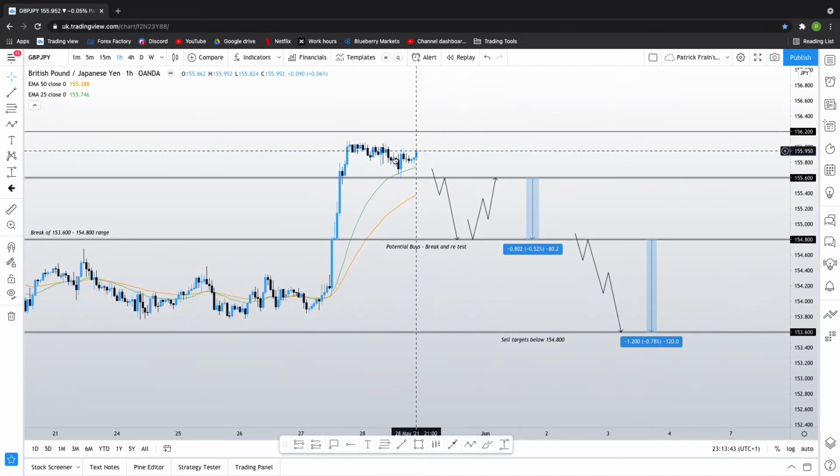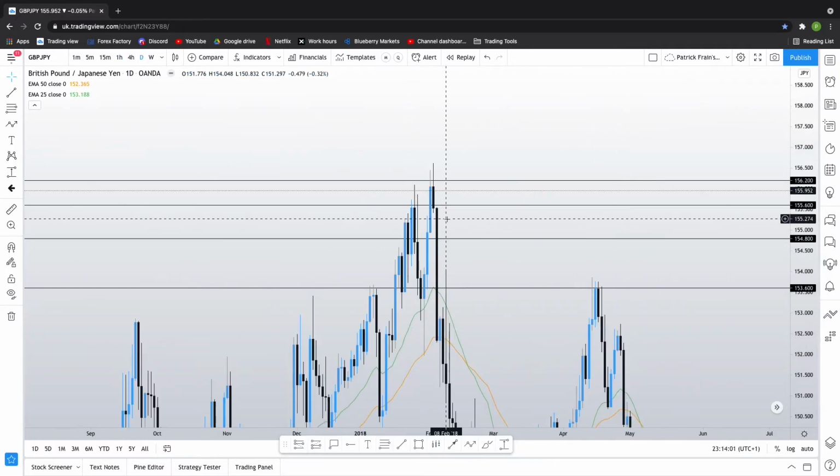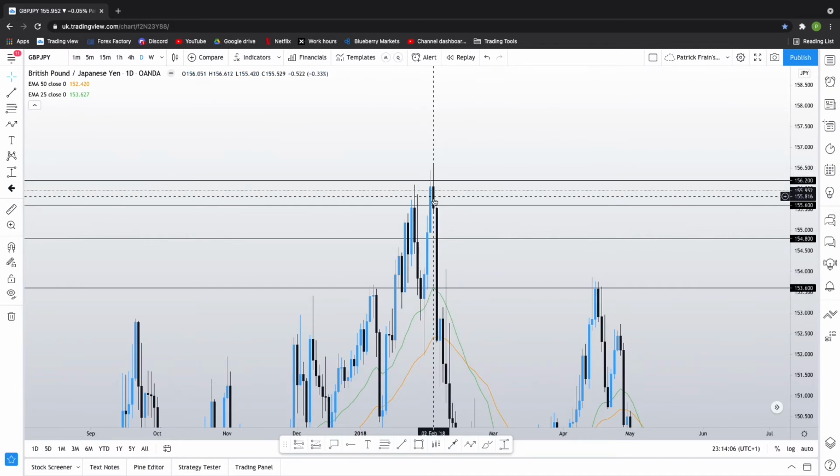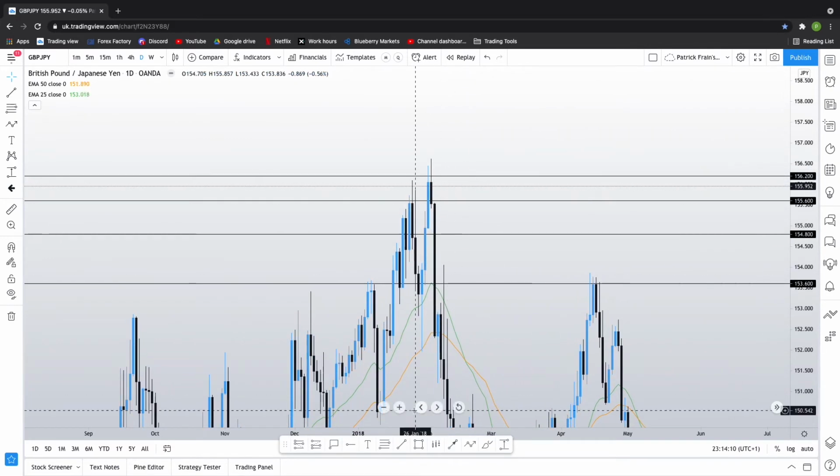Looking at current price action, we are currently consolidating around this area. I do have 156.200 marked out, which is a level from the daily. If we look at our last piece of price action from around the 2nd of Feb 2018, we do have the highs around 156.200, so I will be looking for this level to be rejected if we do move up to this level.